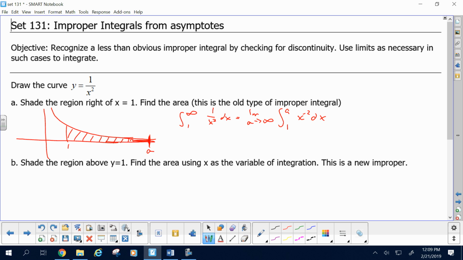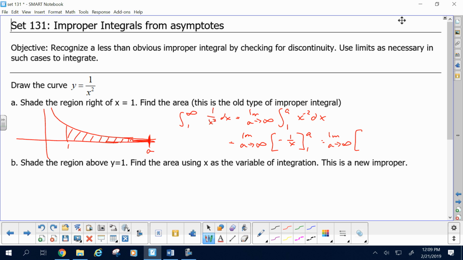At this point, most of you are beyond the integration errors that come with this. For example, assuming that everything is a log just because it has a fraction, which is ridiculous. What's the antiderivative of x to the negative second? Negative 1 over x. Negative 1 over x from 1 to a.